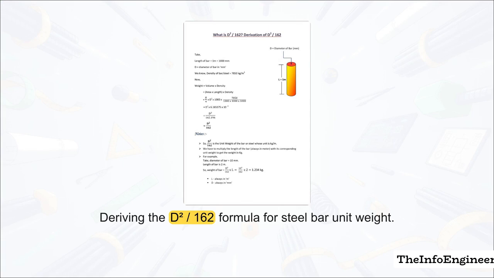Now, the math behind this brilliantly illustrates the famous d squared over 162 rule. We start by calculating the volume of a cylindrical steel bar and multiplying it by steel's density of 7,850 kilograms per cubic meter. When you take the cross-sectional area, which is pi times the diameter squared over 4, and convert your millimeters to meters, well, all those constants simplify beautifully. You're left simply dividing your diameter squared by 162.